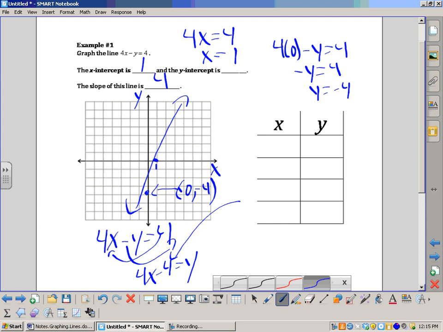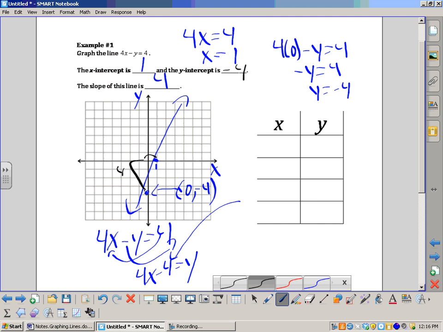And that should make sense. Let's see if I can illustrate this. From this point, you're going to go up 1, 2, 3, 4. So you're going up 4, and you're going over 1. So that's a slope of 4. I sort of botched that, but up 4 over 1. So the y-intercept is negative 4, and we're done.